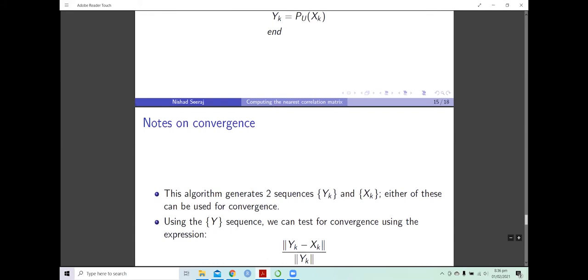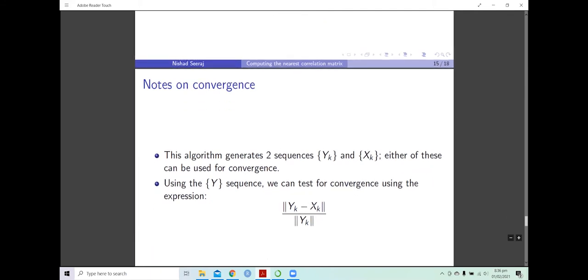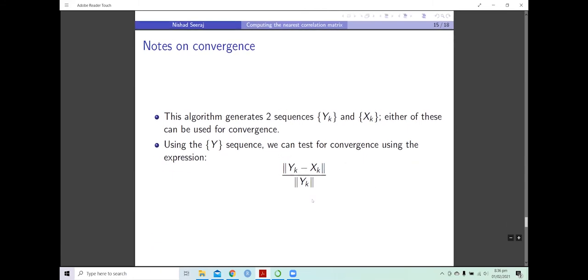Now, either one of these sequences can be used to test for convergence. The idea is that as these two converge, they will converge to the same solution. So the difference between both of them will slowly approach 0 as n approaches infinity. So we can use this expression, which is pretty much like the rate of change of the matrix. You can think of it as taking the rate of change of y of x over the initial position. And this approaches zero, as both of these approach the same solution.